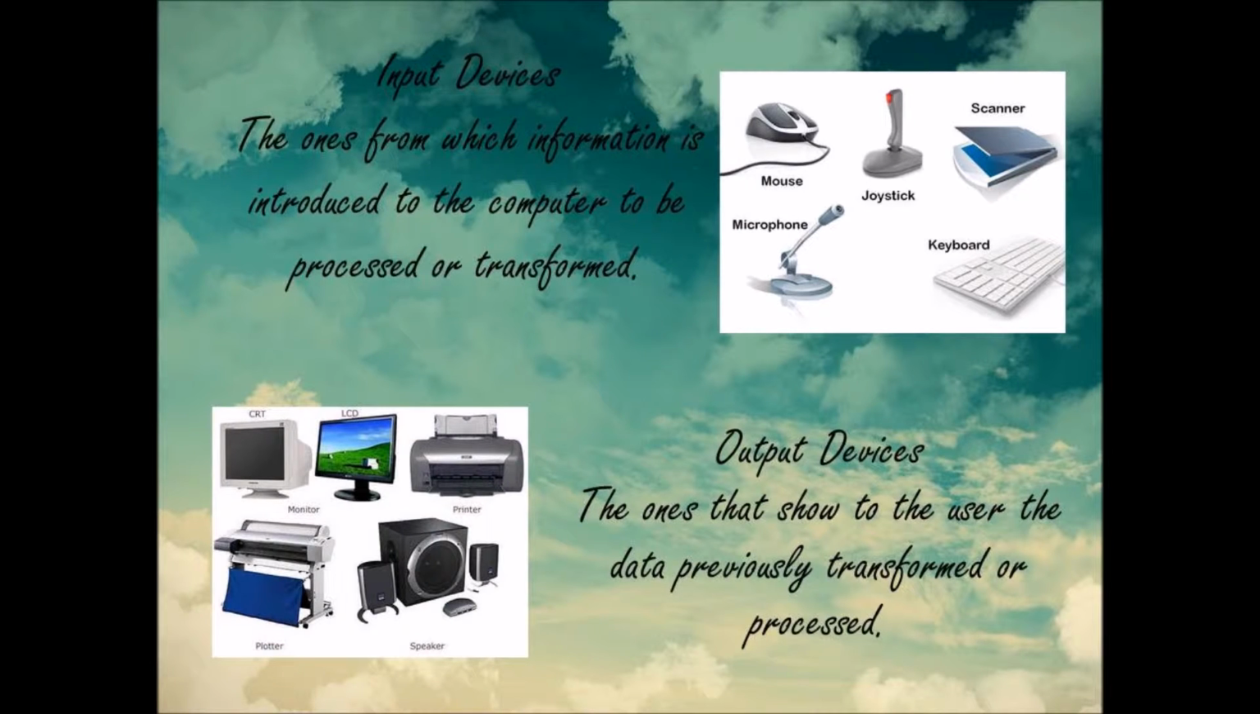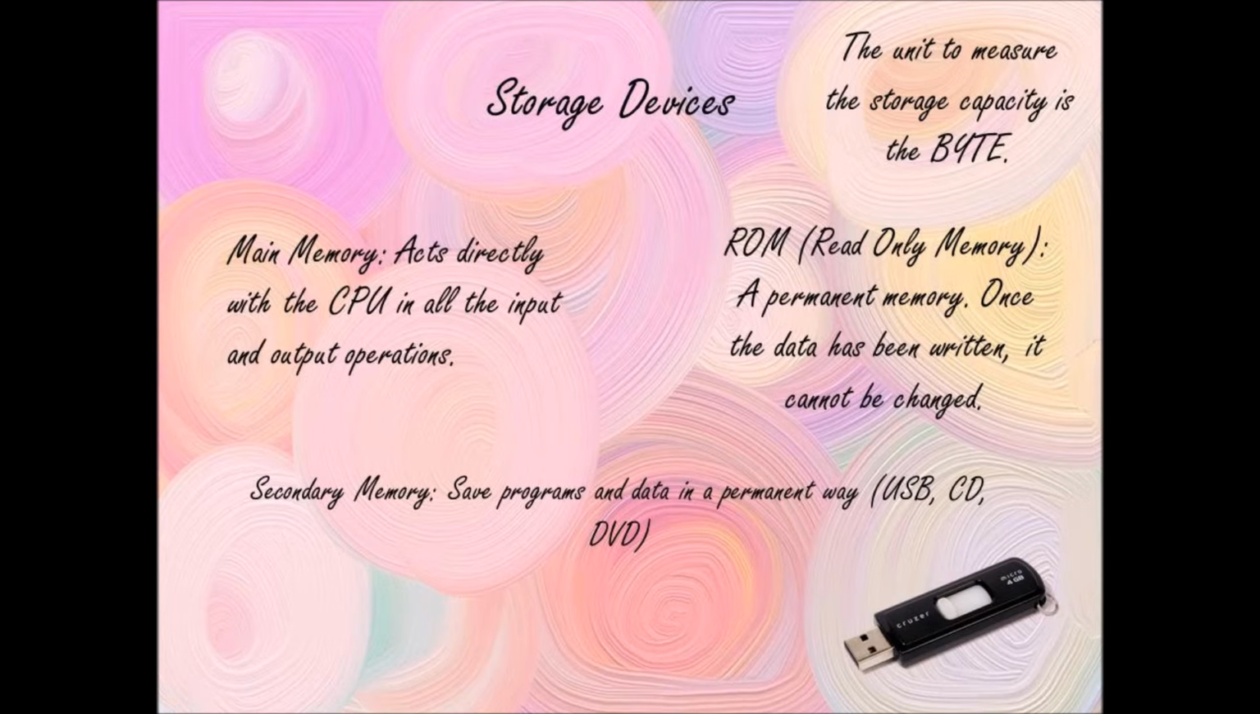The input devices are the ones from which information is introduced to the computer to be processed or transformed, and the output devices are the ones that show to the user the data previously transformed or processed. The storage devices are the main memory that acts directly with the CPU in all the input and output operations. The ROM, read-only memory, is a permanent memory, and once the data has been written there, it cannot be changed.